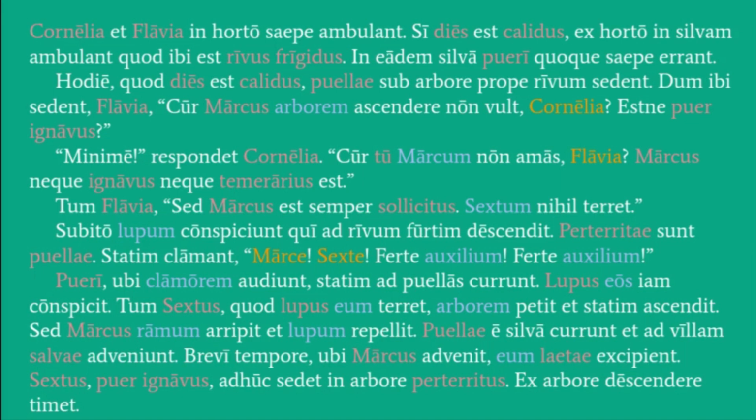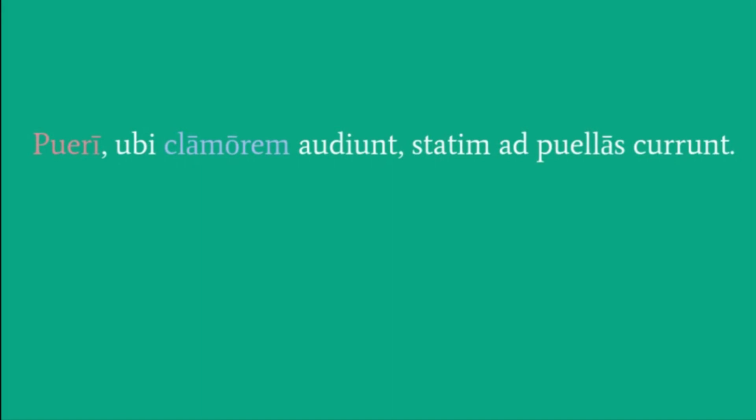All right, so now that you have everything highlighted, you're ready to dive in and start translating. And again, when you have the cases highlighted like this, it'll help you understand where's the subject, where's the direct object, and you can translate. So for instance, this is one of the lines from the story. You have pueri ubi clamorem audiunt statim ad puellas currunt.